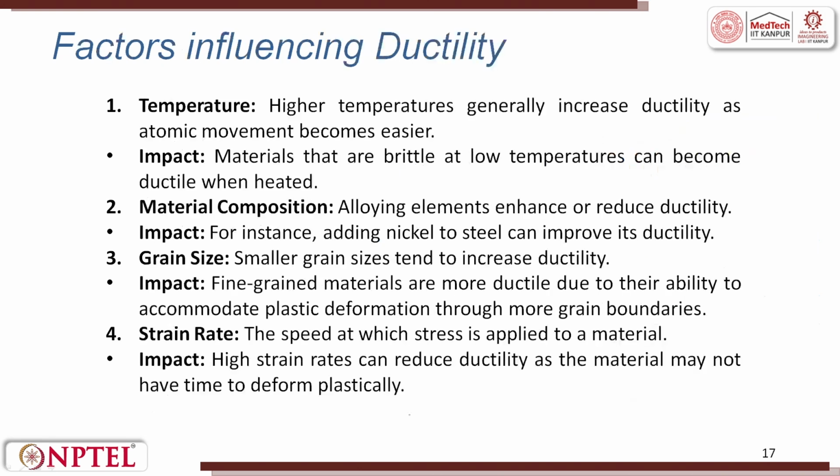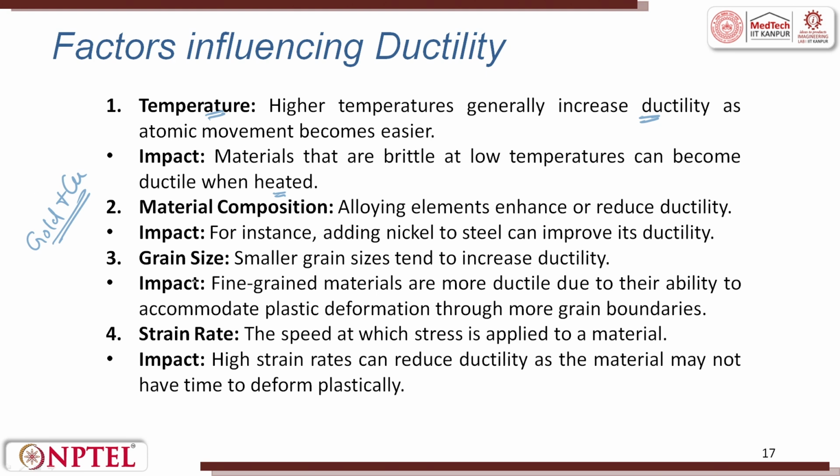The factors influencing ductility: temperature plays a very important role. By increasing the temperature, you can increase the ductility. That's why we always try to take a material to a higher temperature and deform it much faster. The atomic movement becomes easy. Materials that are brittle at low temperatures can become ductile when heated. Material composition: alloying elements enhance or reduce ductility. Gold alone does not have so much ductility, but when you mix it with copper, strength and malleability come together.